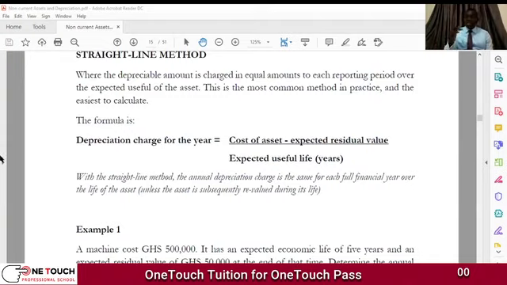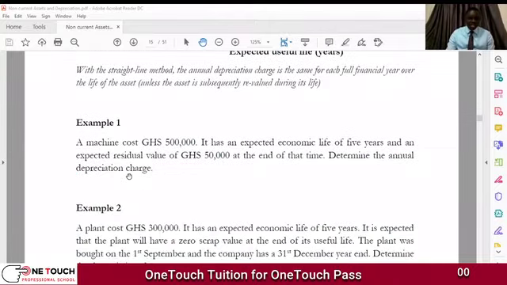There are also instances where they will give you the rates of depreciation, for example, if the asset is depreciated on straight line at 10% or 20% or 30%. So let's look at this. A machine costs 500,000. It has an estimated economic life of 5 years and an expected residual value of 50,000 at the end of that time. Determine the annual depreciation charge.